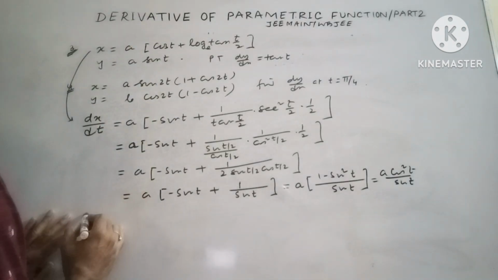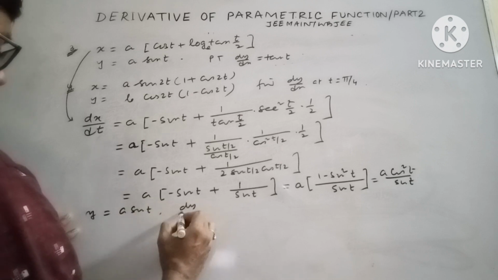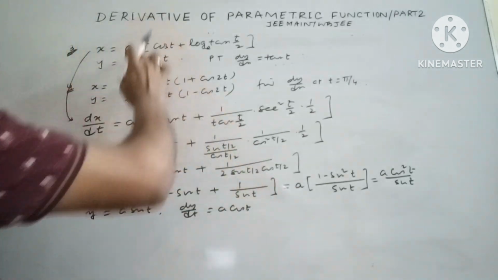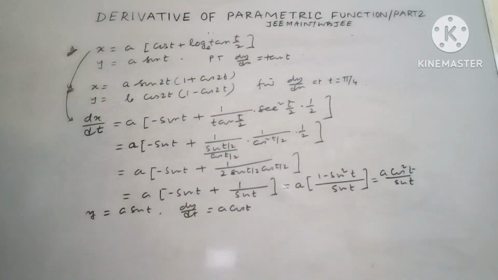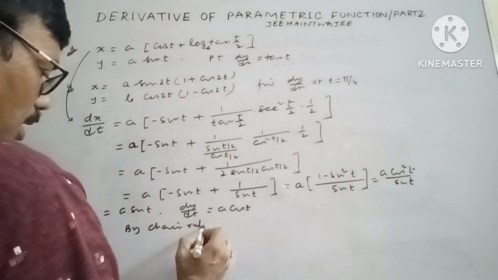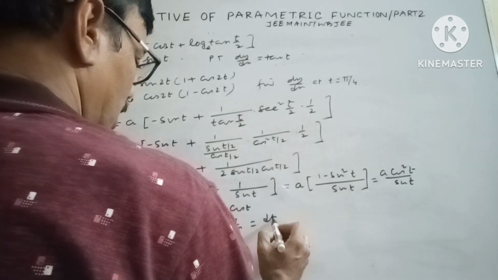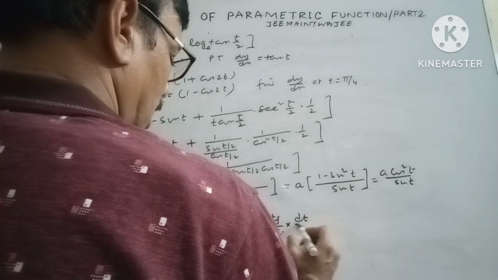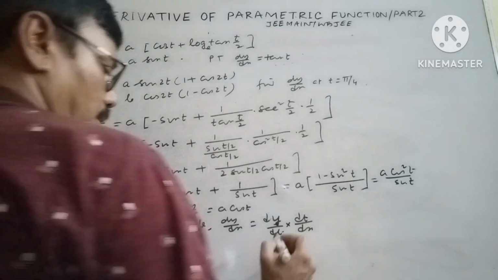Then what is y? y in simplest form is a sin t. So what is dy by dt? So a cos t. Here, to simplify dx by dt is most important. So what is the chain rule? By chain rule, dy by dx equals dy by dt into dt by dx.